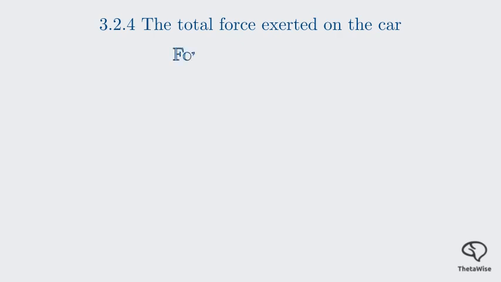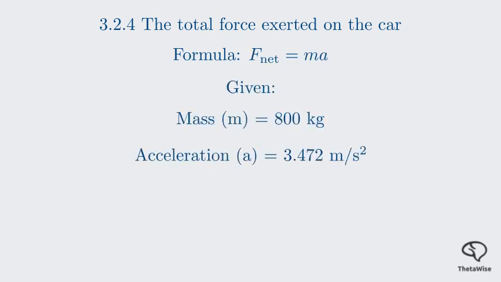We're making great progress. Let's move on to part 3.2.4. Calculate the total force exerted on the car. The total force in this context refers to the net force, or the resultant force, that is causing the car to accelerate up the incline. We can find this using Newton's second law, F equals ma. We know the car's mass, 800 kilograms, and we calculated its acceleration, 3.472 meters per second squared, in the first part of this question. So we can simply multiply these two values.